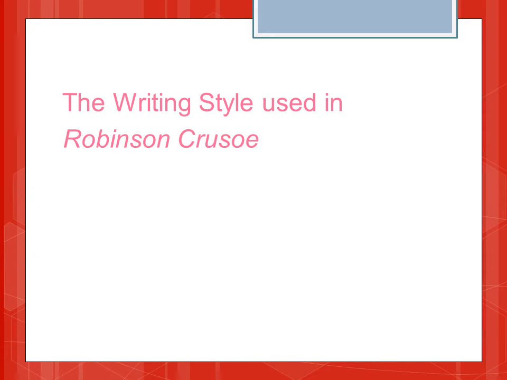The writing style used in Robinson Crusoe. Actually, the publication of Robinson Crusoe in 1719 was an extraordinary event in the history of English literature. This fiction was singular and new. What distinguished Robinson Crusoe from other works written in the early period were elements that are now seen as essential to the novel as a genre.